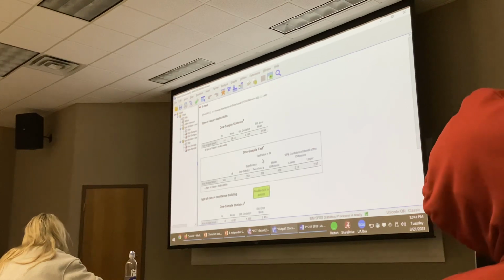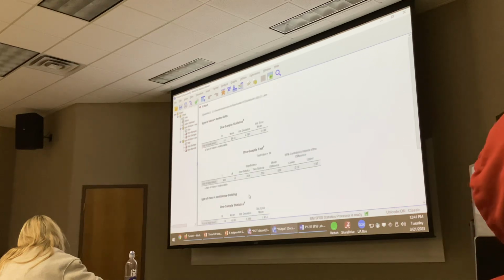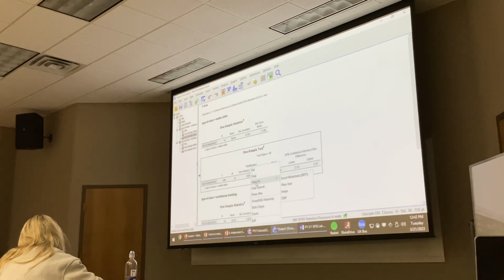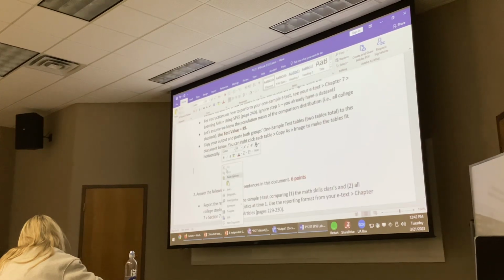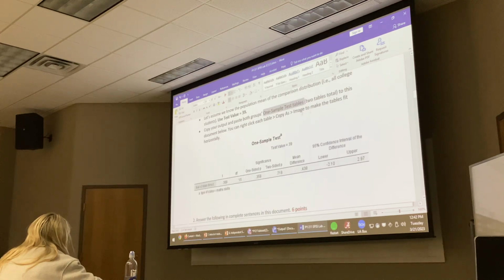So it's these tables, one sample test, that you copy and paste and put in your file. I like it when y'all do copy as image. It's the easiest thing to do. Paste. You can see it says to do one sample test tables, which would be two tables total. I actually put copy as image.